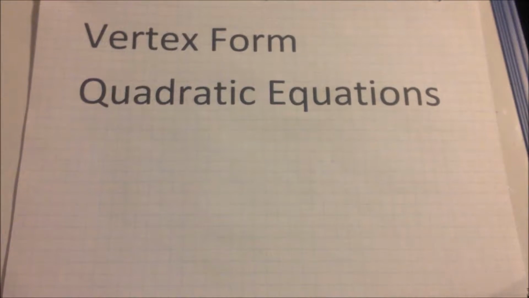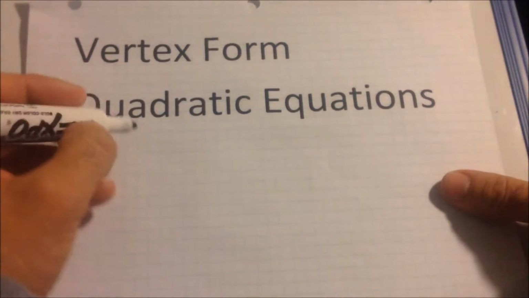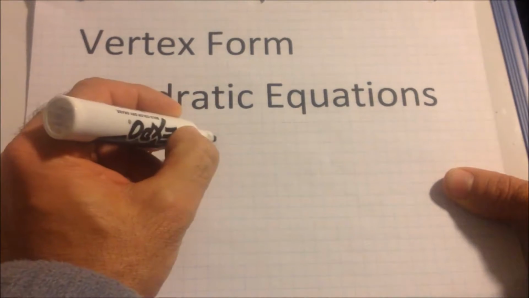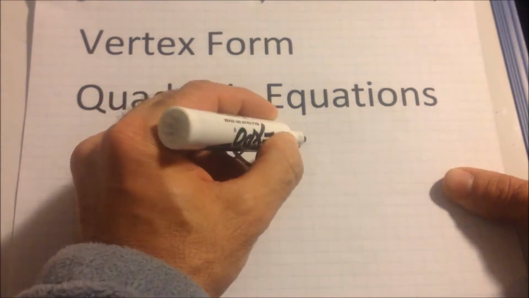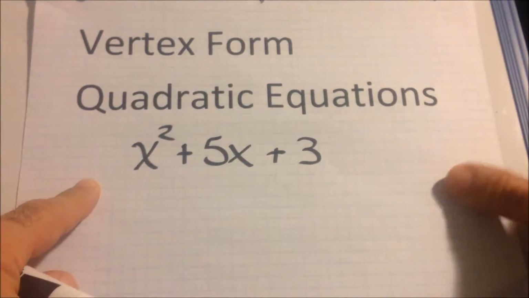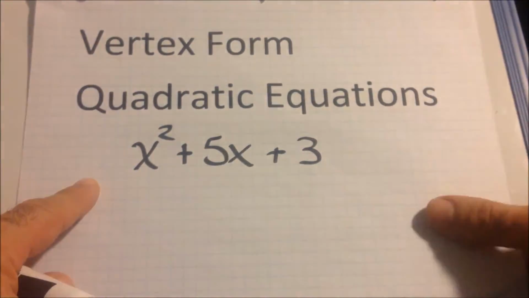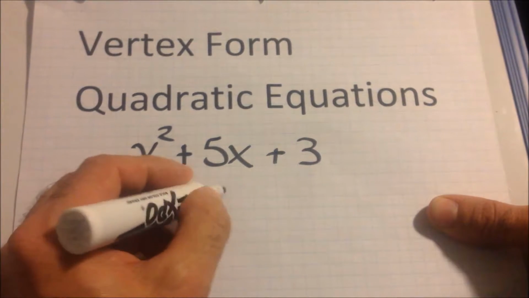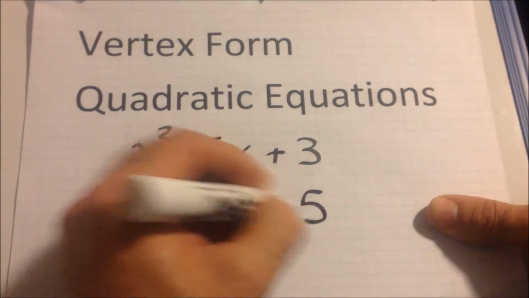on vertex form with quadratic equations. So remember, with quadratic equations, we have the form like this. We can have x squared plus, let's say, 5x plus 3. So that's in standard form of a quadratic equation. Or you can have something like 2x squared minus 4x plus 5, and so forth.